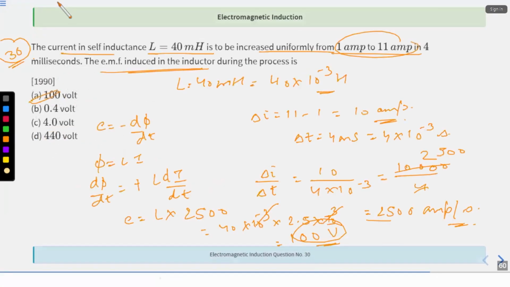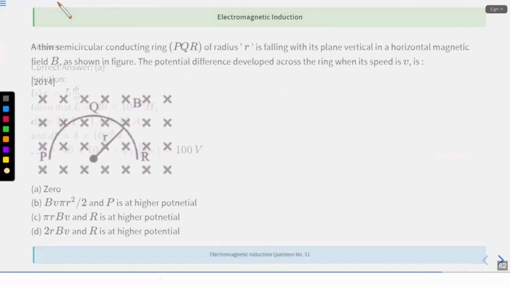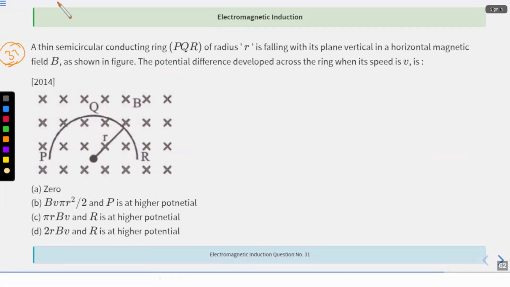So this was my question number 30. Now moving on to question number 31. So a thin semicircular conducting ring PQR, like this.